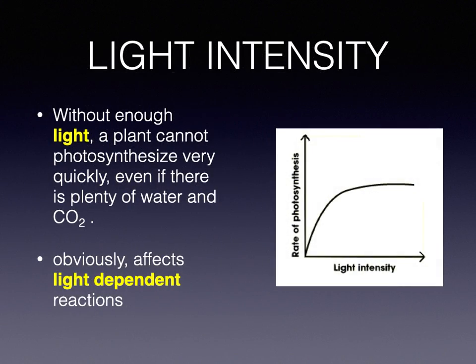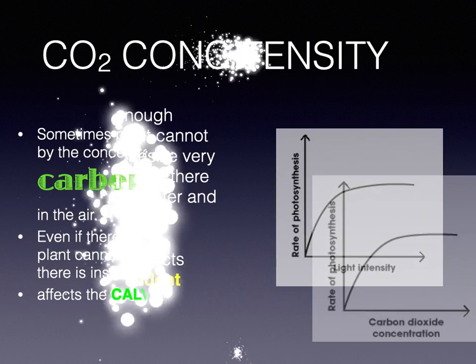Light intensity. Without enough light, a plant cannot photosynthesize quickly, even if there is plenty of water and carbon dioxide. Obviously, light intensity is going to affect the light-dependent reactions, and all plants have their particular light intensity that they've evolved to work with. For example, if you're a prairie plant, you want intense, bright sunlight for hours and hours a day. If you're a shade plant that evolved under the canopy in a forest, you want to be shaded because you can't handle the light intensity. So you want to maximize whichever environment is best for your plant.